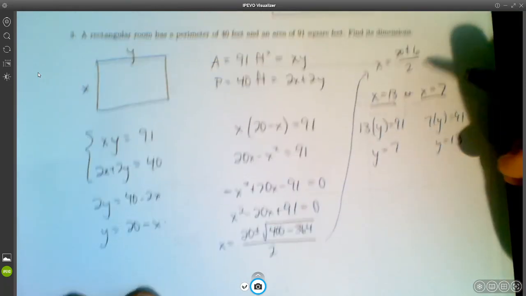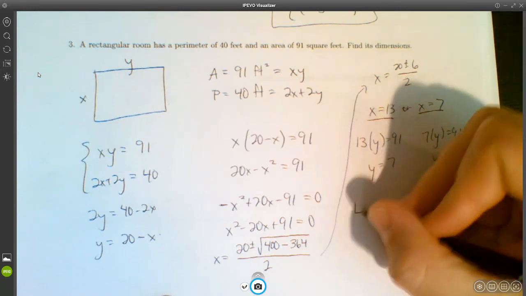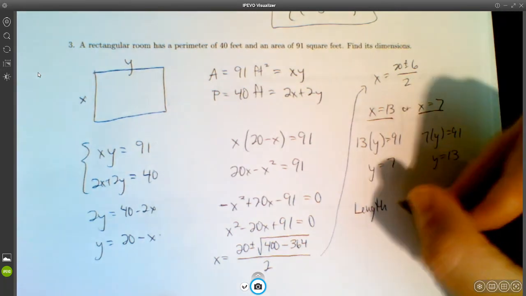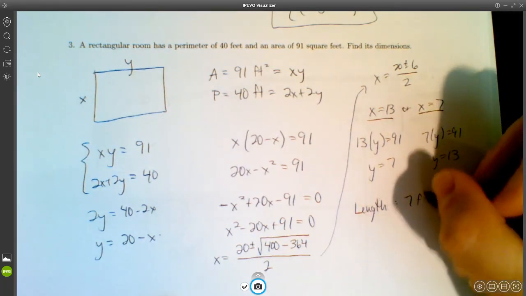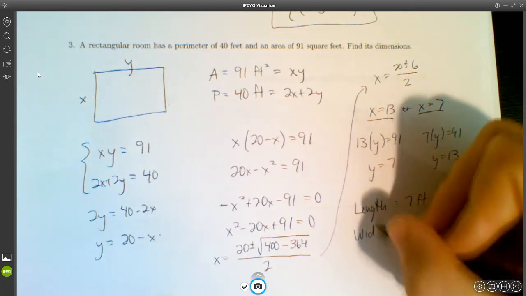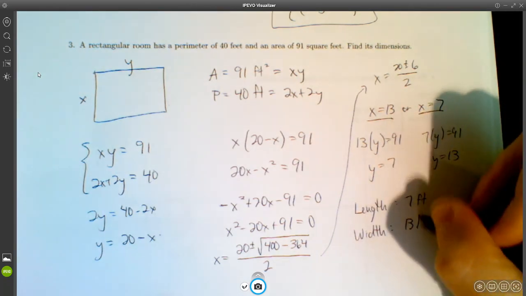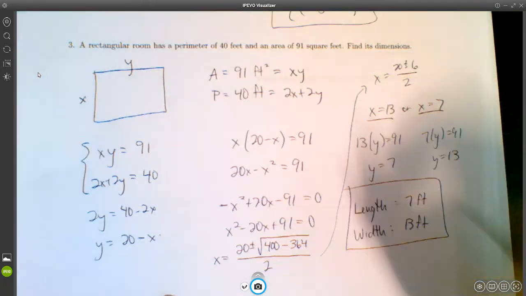But it's really the same scenario. So I'm going to say, find its dimensions. We're going to say length is 7 feet, width is 13 feet. And that's that.